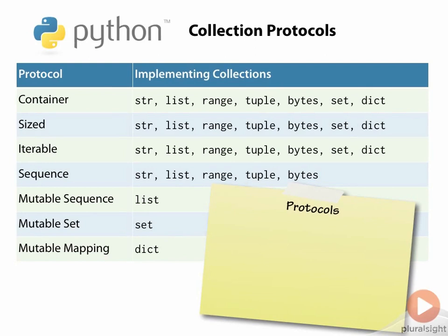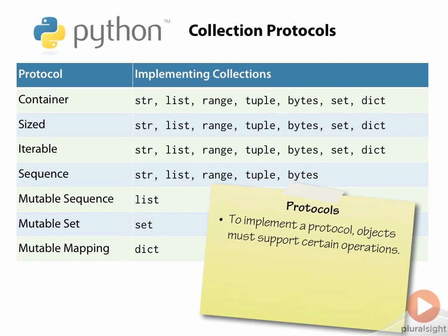Protocols needn't be defined in the source code as separate interfaces or base classes as they would in a nominally typed language such as C# or Java. It's sufficient to simply have an object provide functioning implementations of those operations.